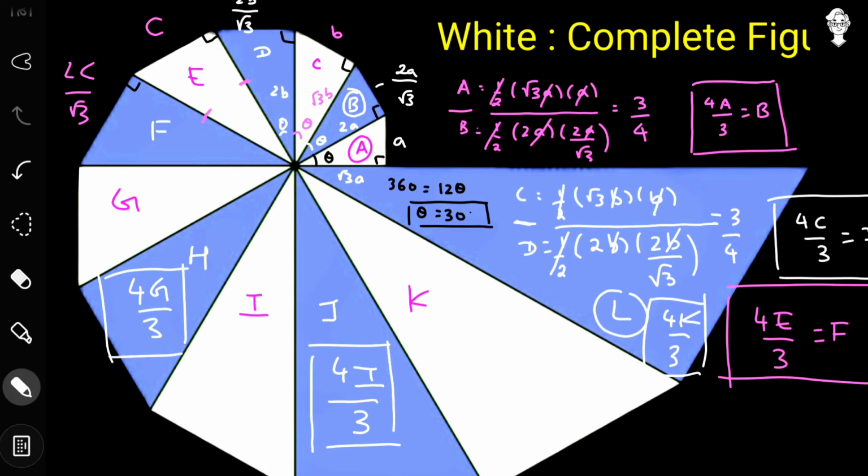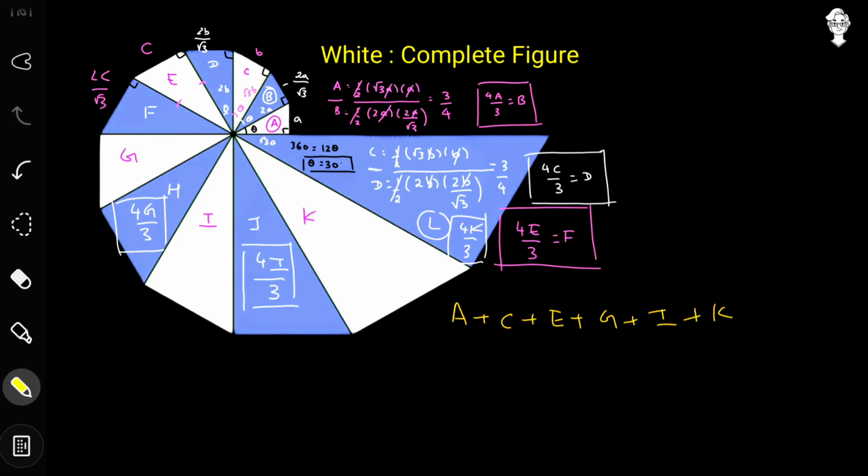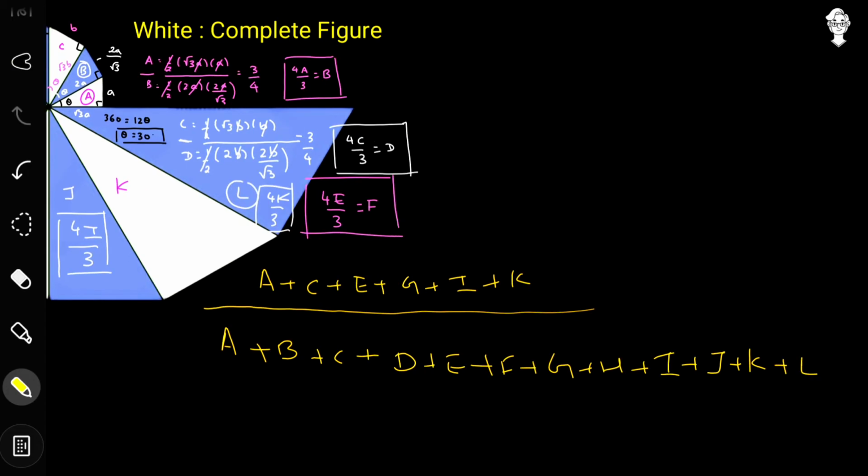Now let us find the ratio of white to the complete figure. As per our markings, the white area is going to be equal to A plus C plus E plus G plus I plus K. This is the area of all the white triangles present over here. We have added all these areas, and that is going to be equal to the complete white area. Now we have to find this ratio to the complete figure. So the area of the complete figure is going to be equal to A plus B plus C plus D plus E plus F plus G plus H plus I plus J plus K plus L. So here we have written down the required ratio in terms of the areas that we have given to all these triangles.